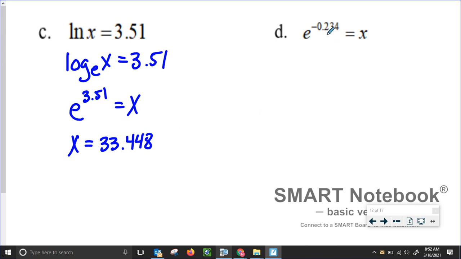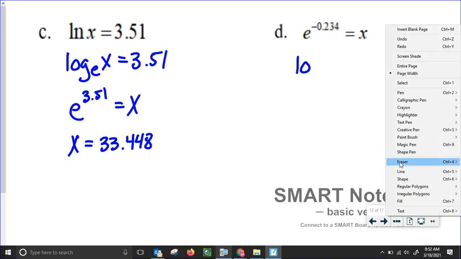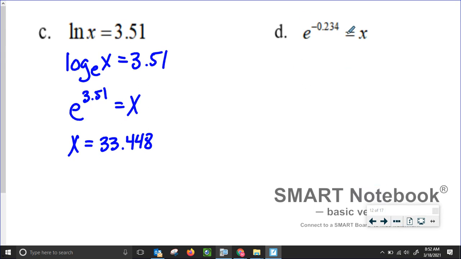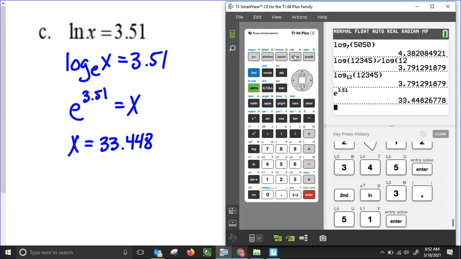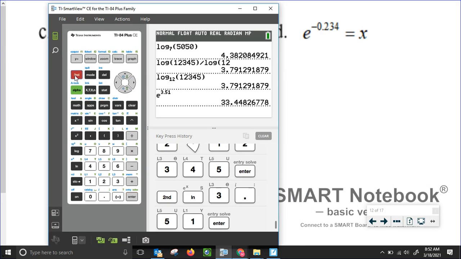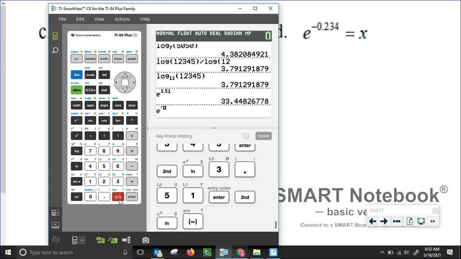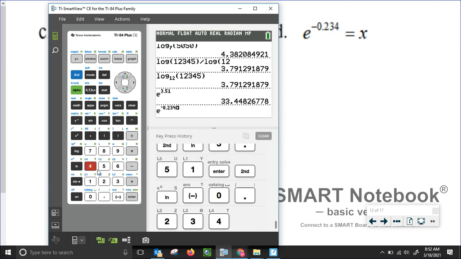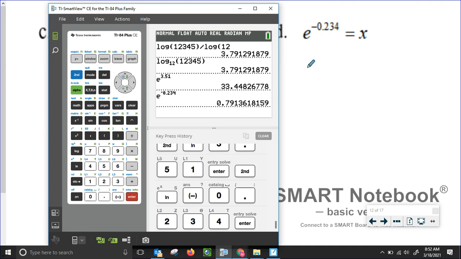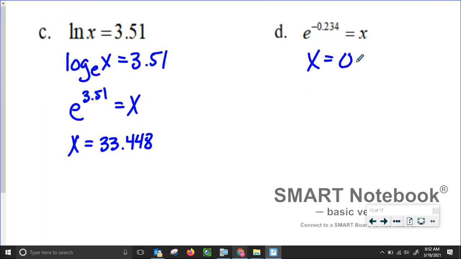Same process over here, except now we're writing it in logarithmic form. Actually, we don't even have to do anything. This is way easier. It's already in a form that's really easy for our calculator to deal with. So we just say e to the negative 0.234, 0.91791. And that's it. Straight plug into the calculator.